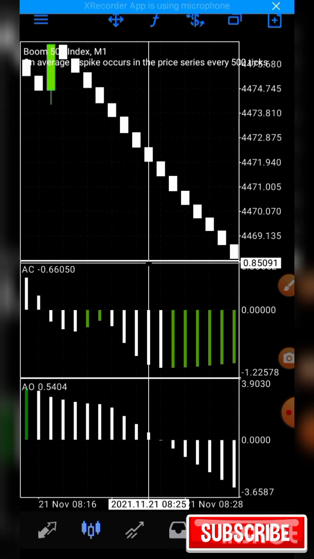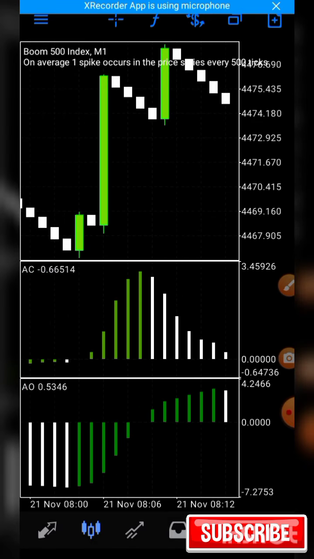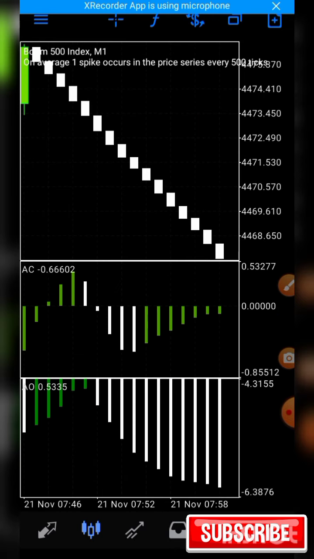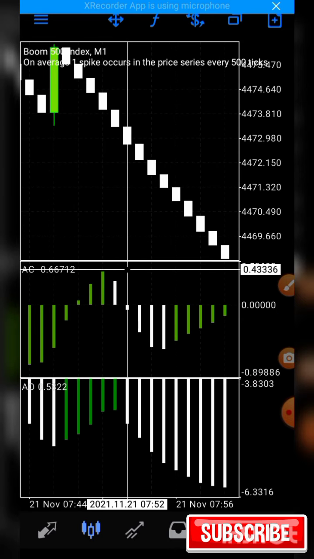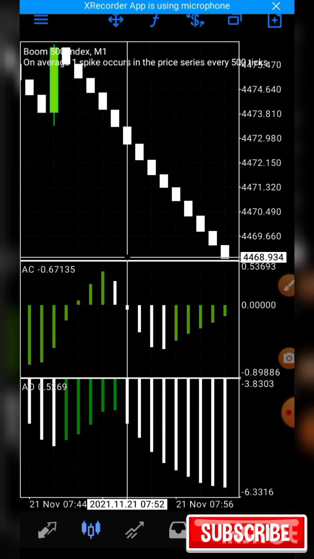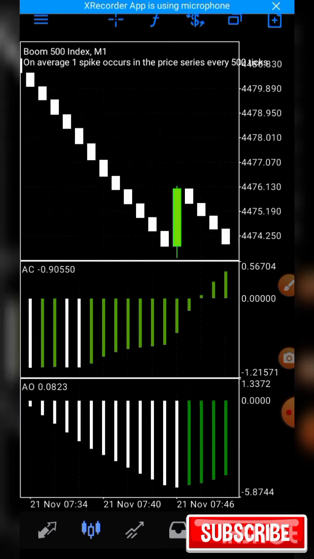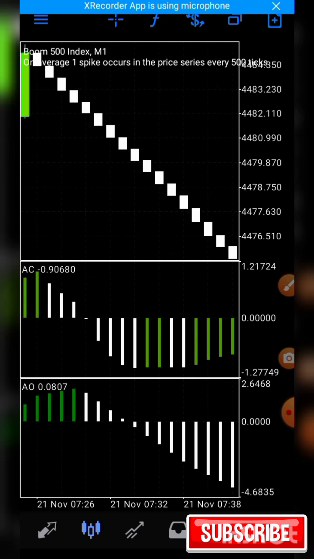Then let's back test and see. This strategy is so simple, you can make money with it. Now this is another trade, this is where the AC and the AO all becoming white. So here you must have entered the market and you take 1, 2, 3 and you are out of the market. 3 candlesticks, you are out of the market. If you do this for the whole day, you are going to make massive profits.